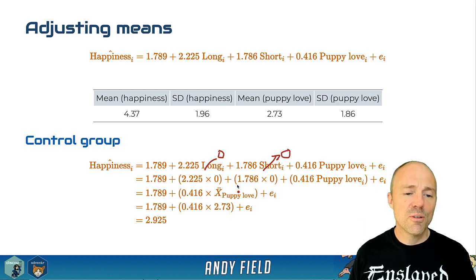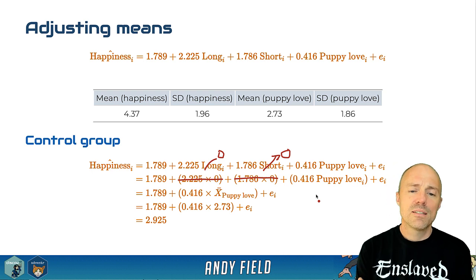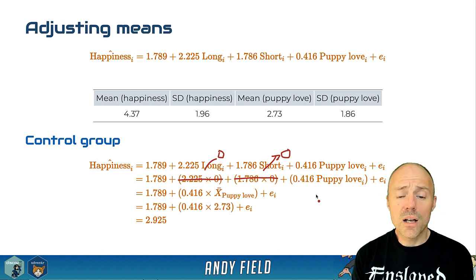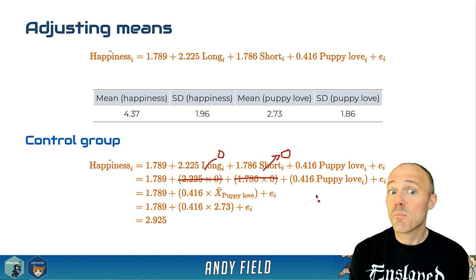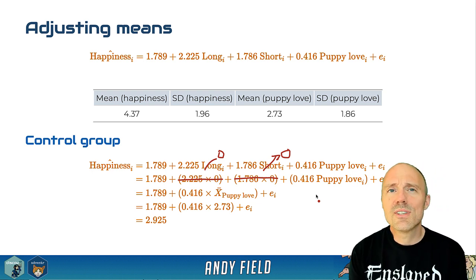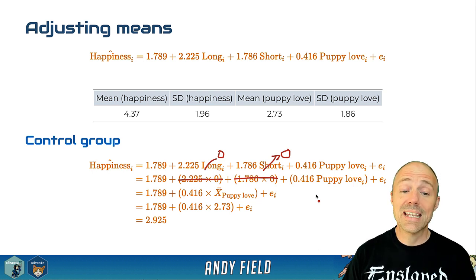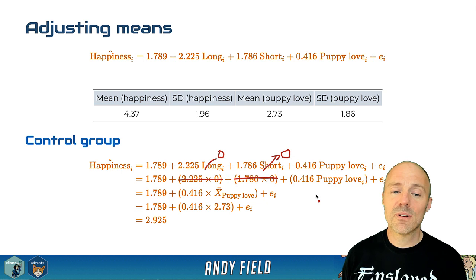So we can get rid of those two things, and that's what we do in the line underneath. And of course, these will cancel because we're multiplying by zero. So we end up with the intercept plus 0.416, which is the beta value for puppy love, times puppy love. Now, what do we use as the value of puppy love? Well, one thing we can use is the average level of puppy love. And that's what we do.